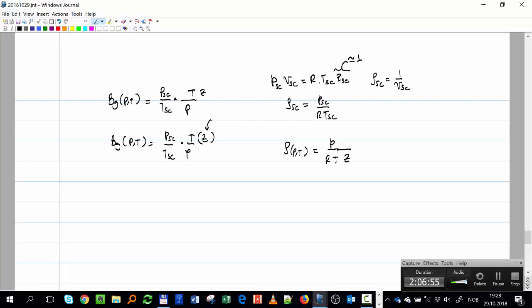Remember, be careful here. Temperature has to be in absolute units. Either you use Rankine or Kelvin, but you have to use an absolute unit. And pressure also has to be absolute, either bar or psi, but absolute.